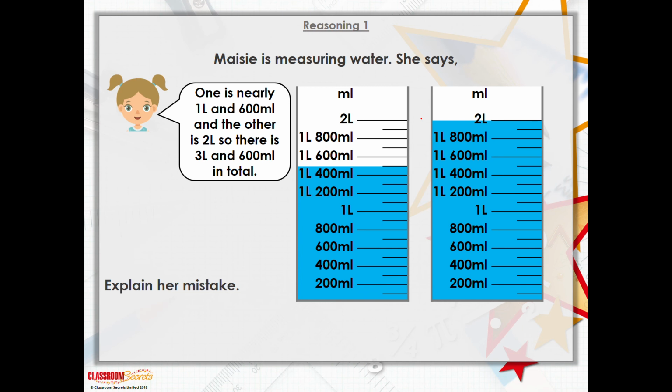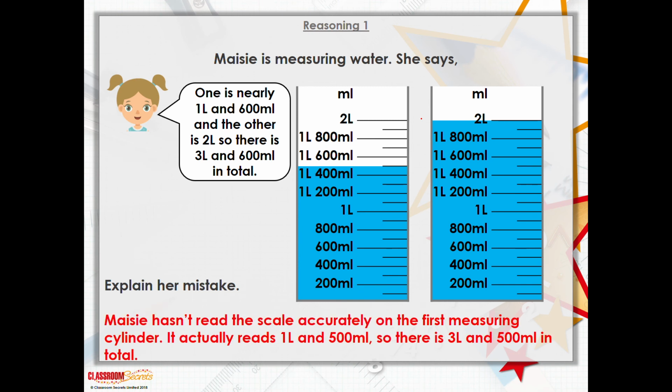So let's have a little look then. Her mistake is she's not read it accurately. Because on the first cylinder here, it reads 1 litre, 400. So it's not actually as high as what she thinks at 1 litre, 600. So it's here at 1 litre, 500 millilitres. So in total, there are 3 litres and 500 millilitres.